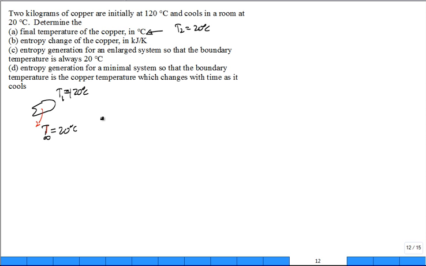What is the entropy change of the copper? I said we had a process, a cooling process. Started at state 1, ended at state 2. What is the entropy change of the copper? I pause. I'm going to walk around and see how far you get on that. All right.